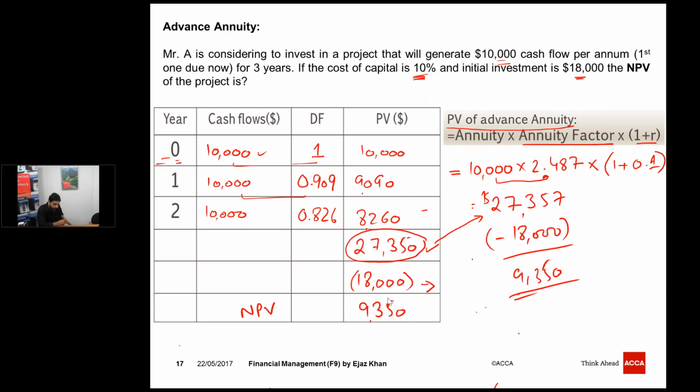Waqas, yes, you are right. The company will usually accept projects that have positive net present values, so that it increases the value of the company.